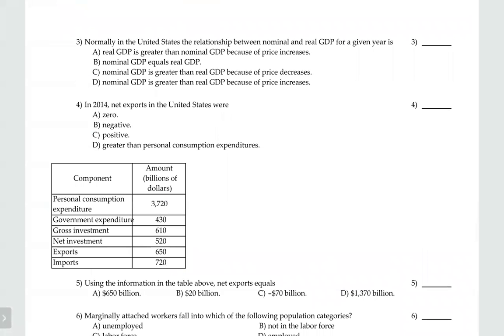Okay. Now let's look at 3. Normally in the US, a relationship between nominal and real GDP for a given year. So nominal GDP, just remember, the graph we just saw, right, since 1960, only in 1 year, which is 2009, the US economy is experiencing deflation. And every other year we have inflation, meaning nominal GDP is above real GDP. Right, so D is correct.